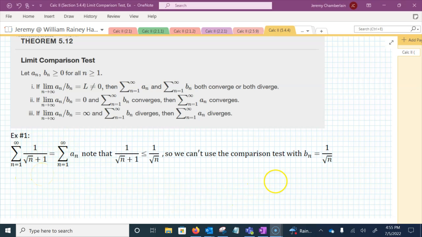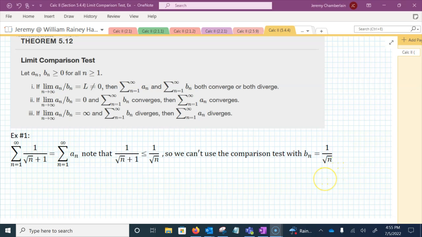Okay, so it's tempting, like, oh, we'll just compare it to 1 over root n. We're kind of close. We're going to use 1 over root n as my b sub n, but we're going to use the limit comparison test. So we really don't even care about whether a sub n is bigger than or equal to b sub n, or b sub n is bigger than or equal to a sub n. We just care that they're kind of similar in the fact that we can take a limit. So let's go ahead and we'll keep b sub n as 1 over root n.